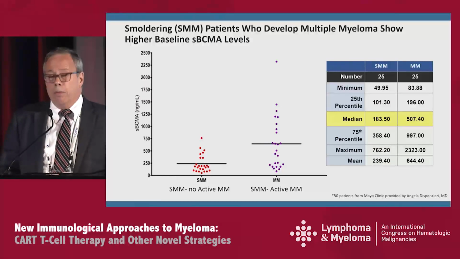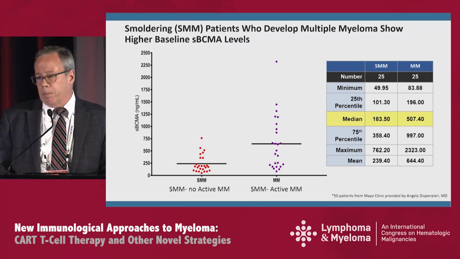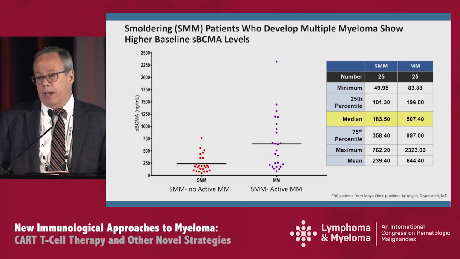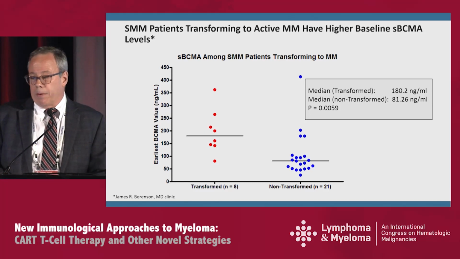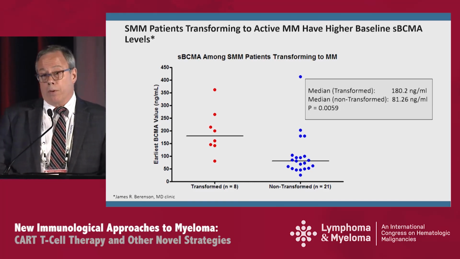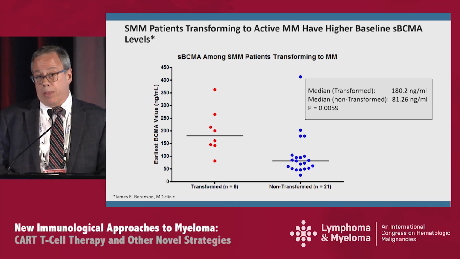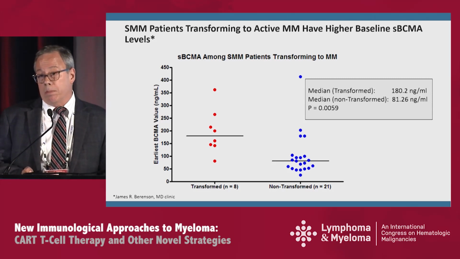We've also looked at smoldering myeloma, and this is work from her group. I'll show you work from our group as well. And you look at the yellow on the right-hand side, the median levels of those who stay smoldering was only 180. Those who transformed to myeloma was nearly 3 times higher. And again, we have similar data in our own group. Left-hand side, those who transformed from smoldering to active. Right-hand side, those that did not. And you can see highly significant differences. Again, the baseline numbers seem to predict not only who with MGUS goes on to myeloma, but who with smoldering does as well.